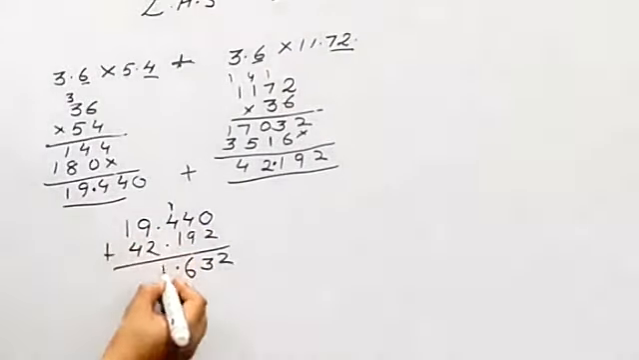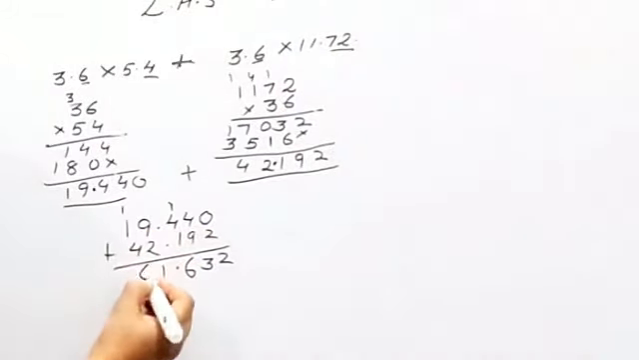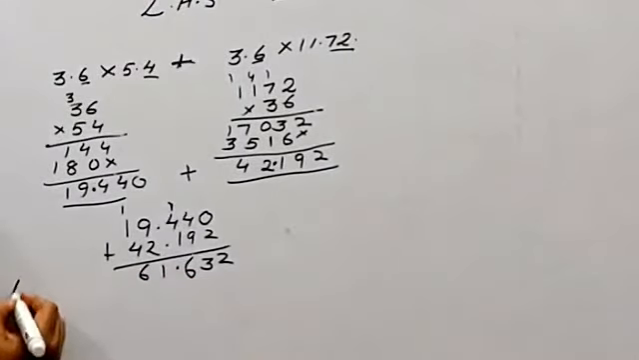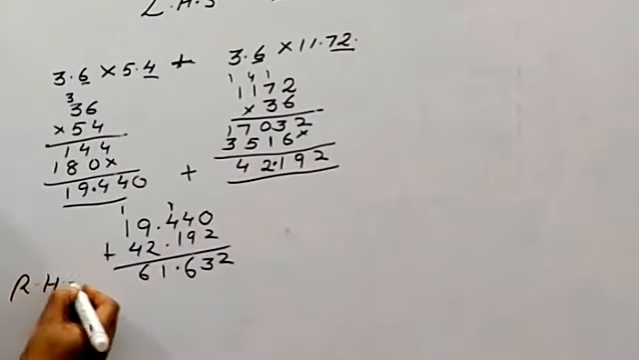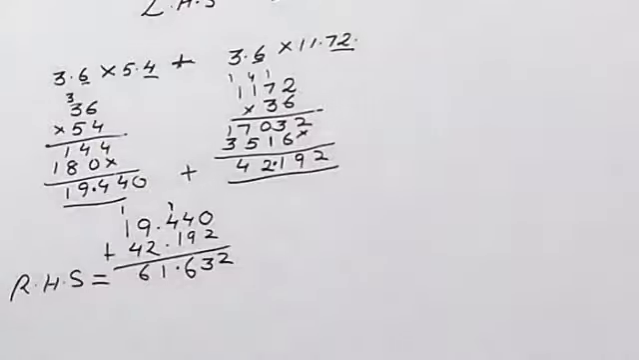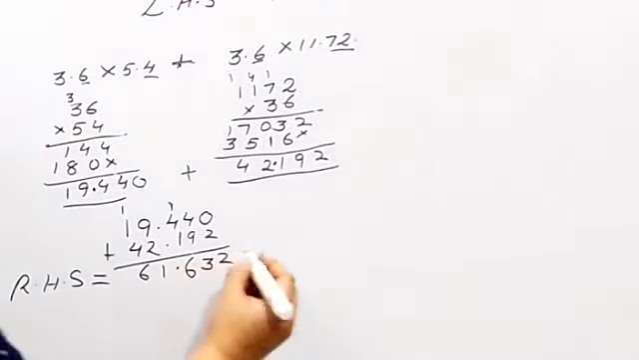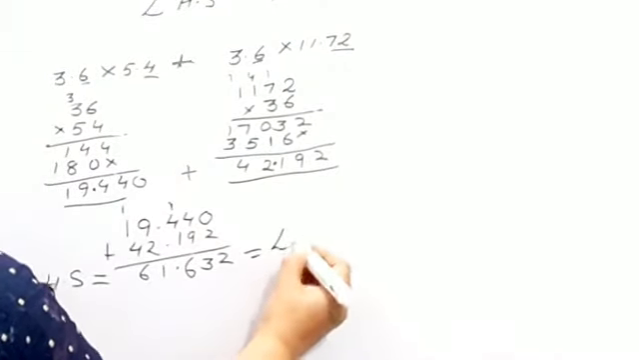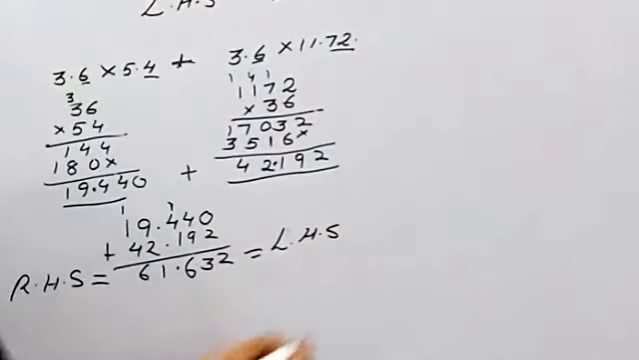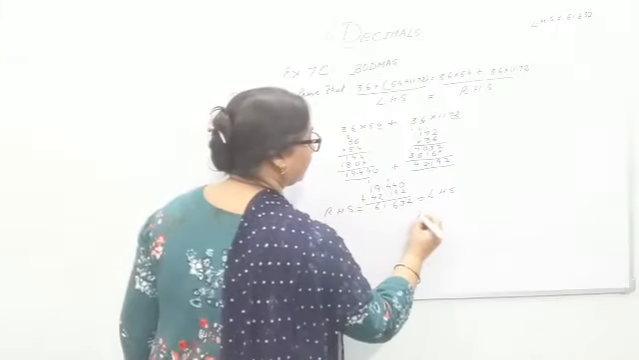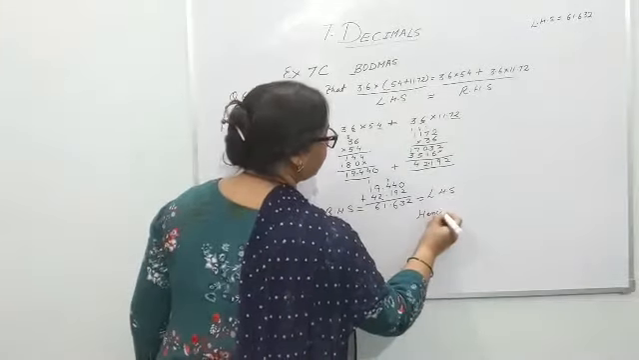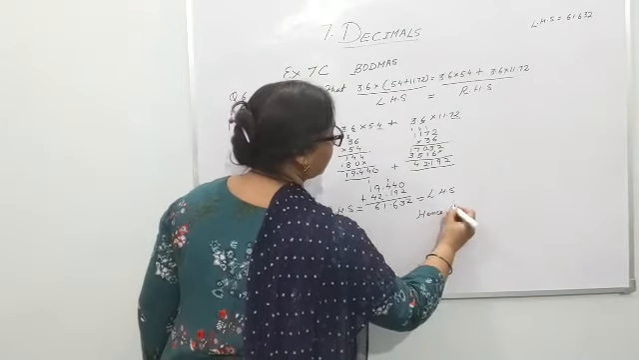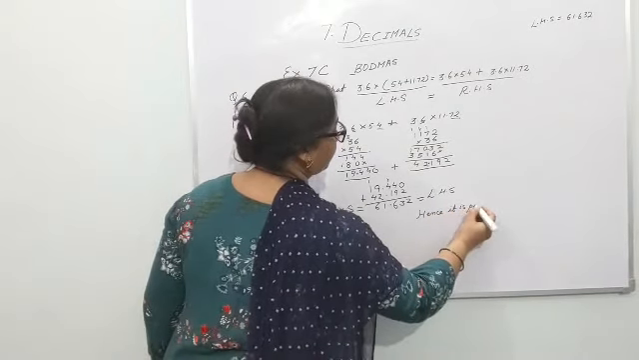9 plus 2, 11, 1 down, 1 carry over, 61.632. So right hand side value is 61.632, which is exactly equal to left hand side value, and hence it is proved.